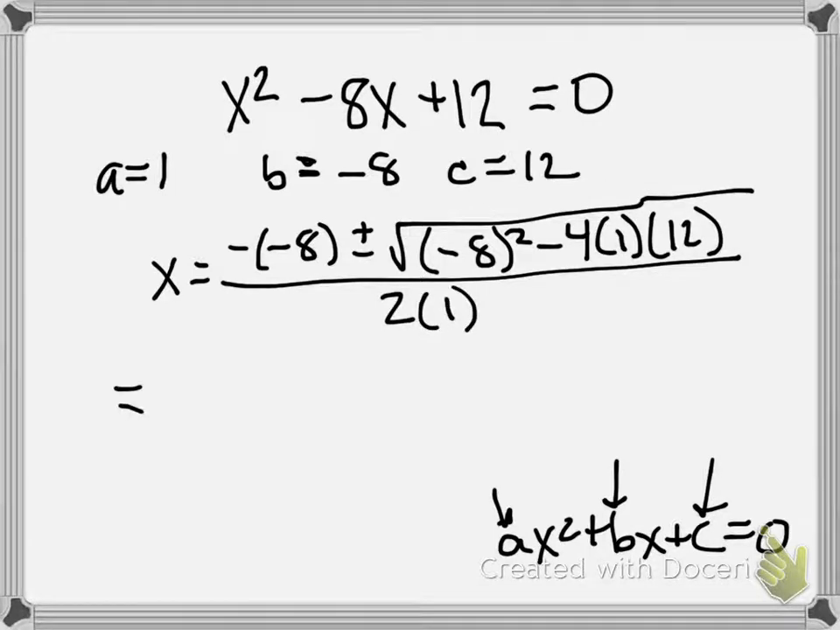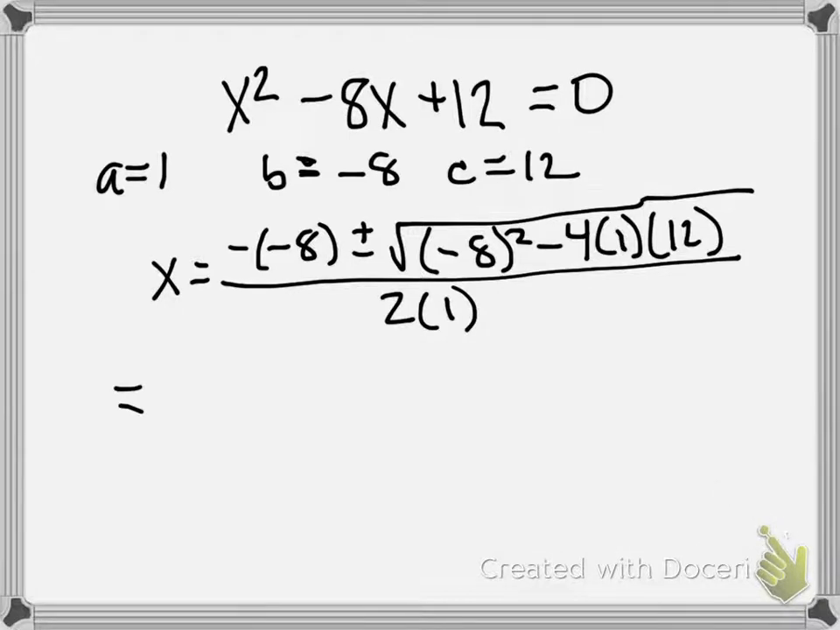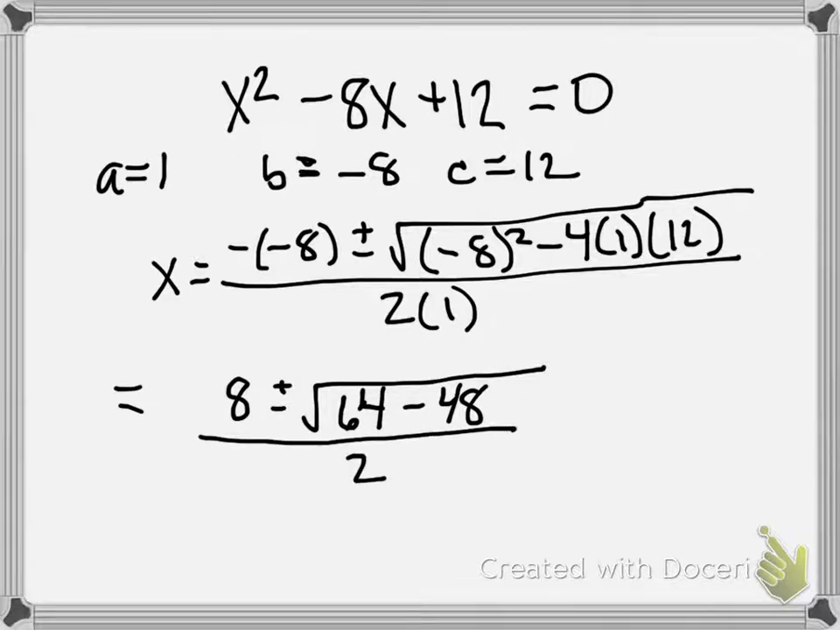You want to take your time in putting this into the equation. Don't take any shortcuts. Just stick it in with parentheses around the values. That way, if you try to do too much in your head on the first step, you'll probably make a mistake. So now we can simplify. So that's +8. -8 squared is 64. And then -4 times 1 times 12 is -48, all over 2.